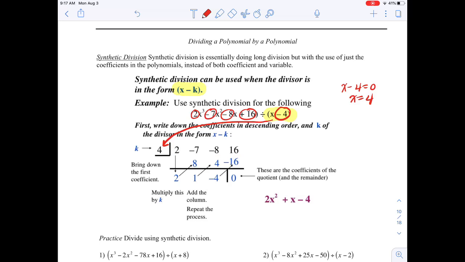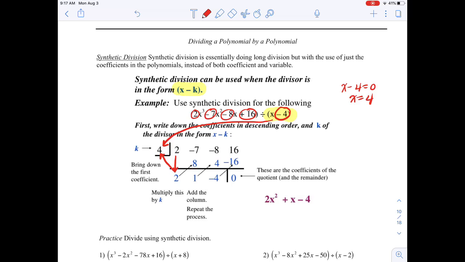Okay, so here's now the algorithm. I have my divisor number on the outside, I have my coefficients across the top. You're always going to begin by bringing down your first number. You're going to now multiply that by what's on the outside. 2 times 4 is 8, and put it in the next row.